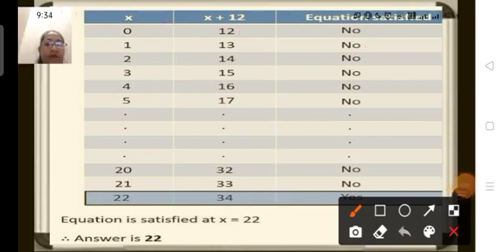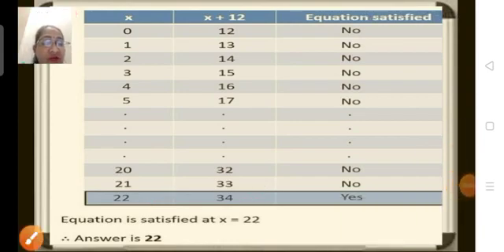Like this we will try for different values of x such that we get the sum x plus 12 equal to 34, and we will finally reach the value of x equal to 22. For that we get x plus 12 is equal to 34. Here for x equal to 22, the left hand side of the equation becomes equal to the right hand side of the equation x plus 12 is equal to 34. Therefore the equation is satisfied at x equal to 22. Therefore our answer is 22.